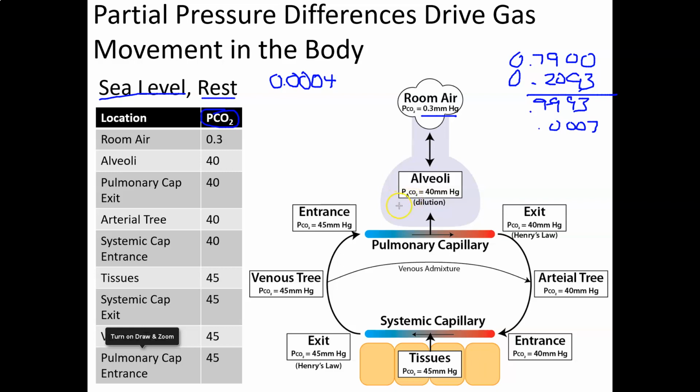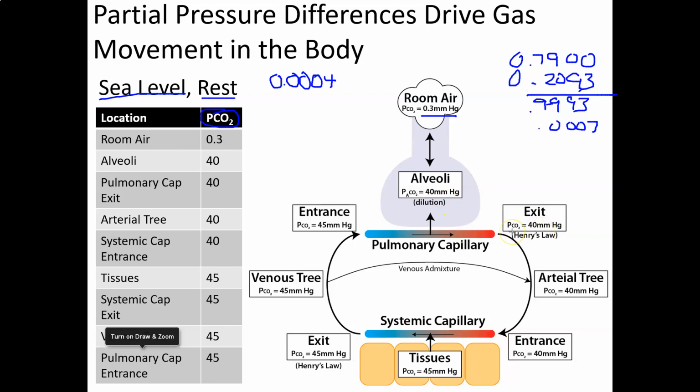That's what the capital A stands for again. So really, it's not dilution. It's probably more concentration as to why the partial pressure of CO2 goes up. All right, so once we know the alveolar CO2, what's it going to come out at?